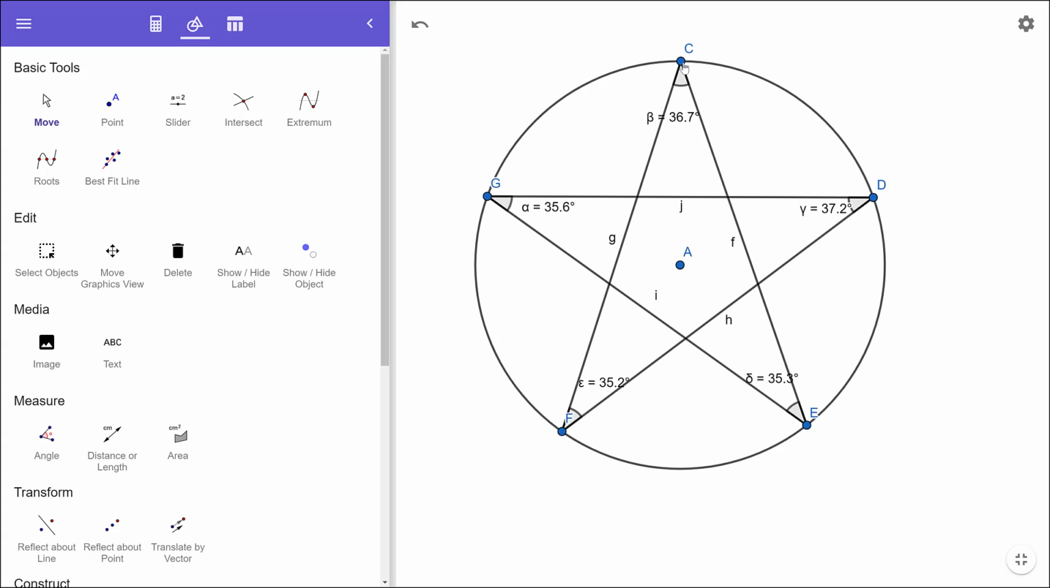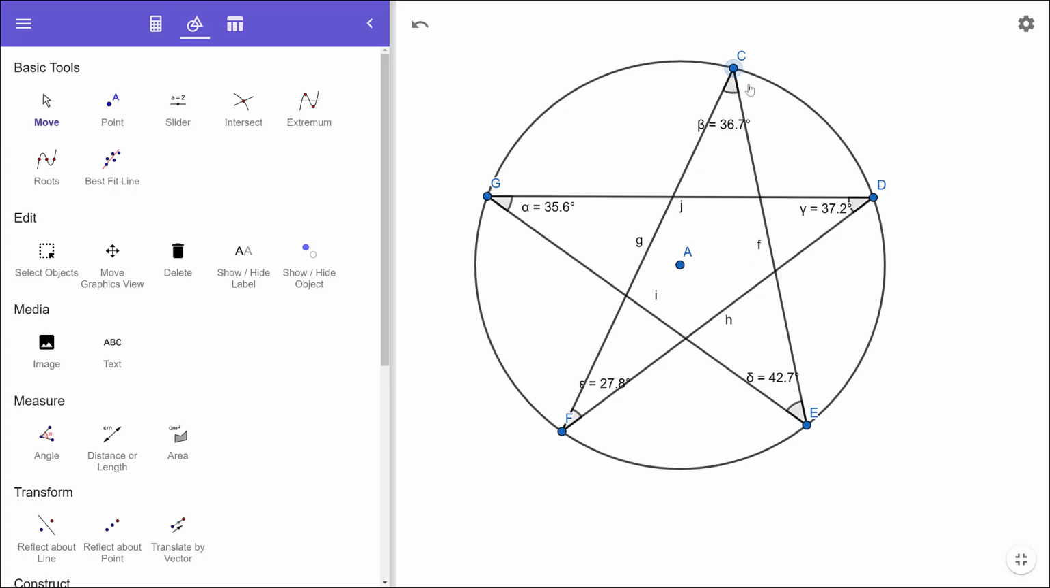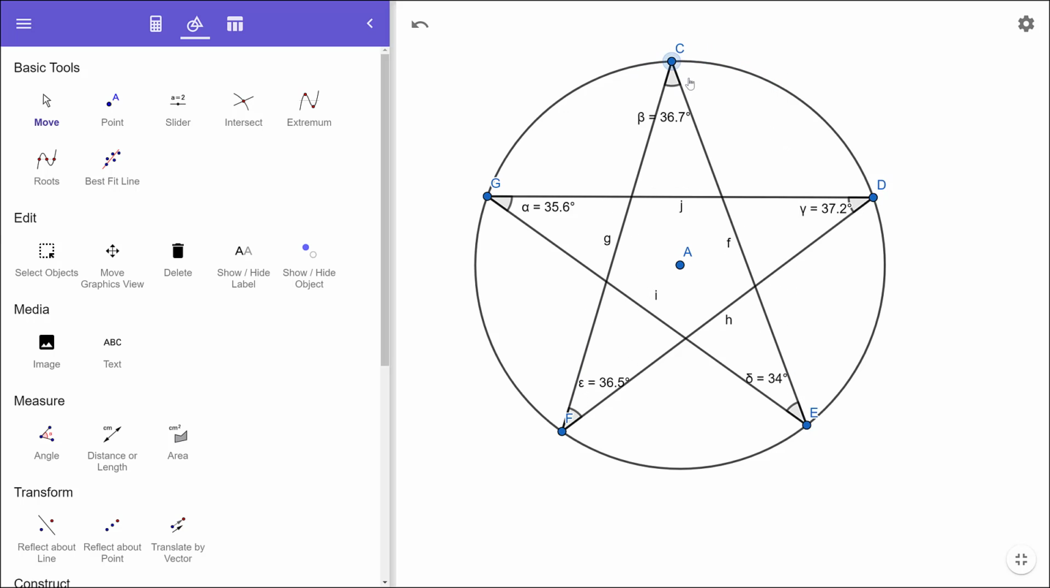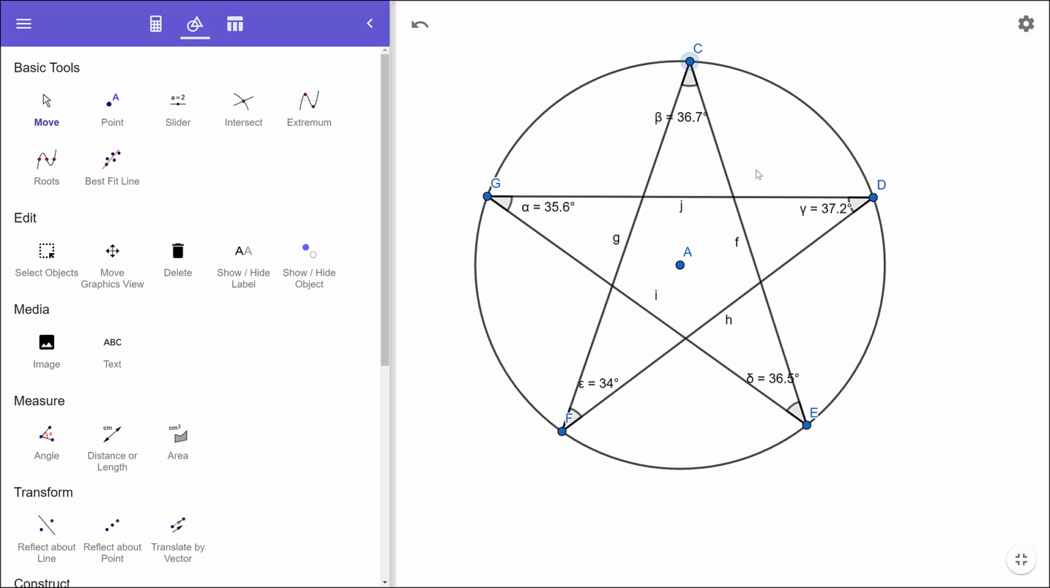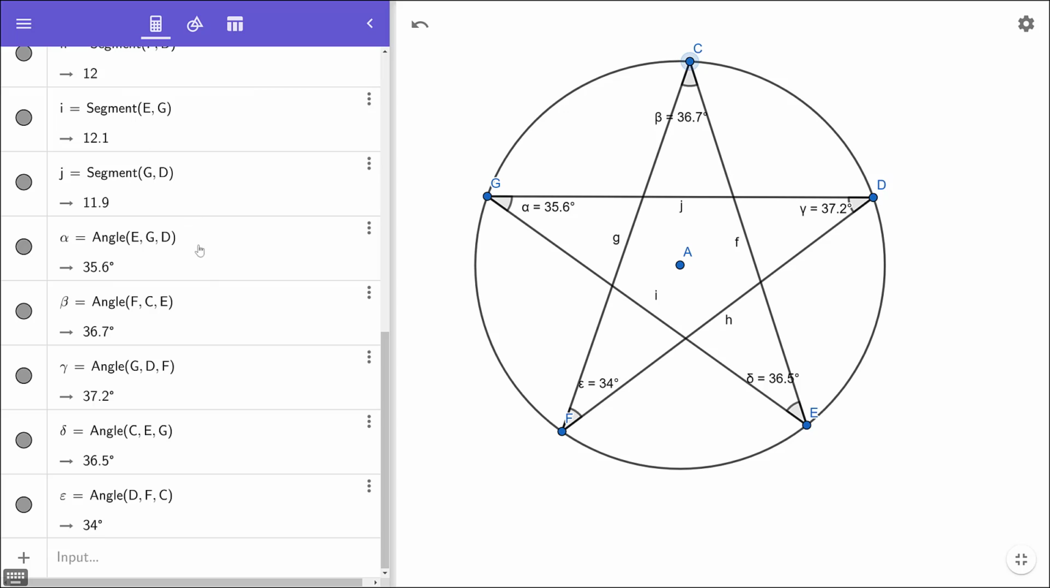But now the cool thing is, if I move these points around, you can see some of the angle measures are changing. Alright, and so your job was to figure out what is the sum of these 5 angles. What do they add up to? So let me show you another cool little trick. The cool thing about GeoGebra is if we click on the calculator button up here on the top left, it'll show me all the stuff I've created, but also I can add inputs in.